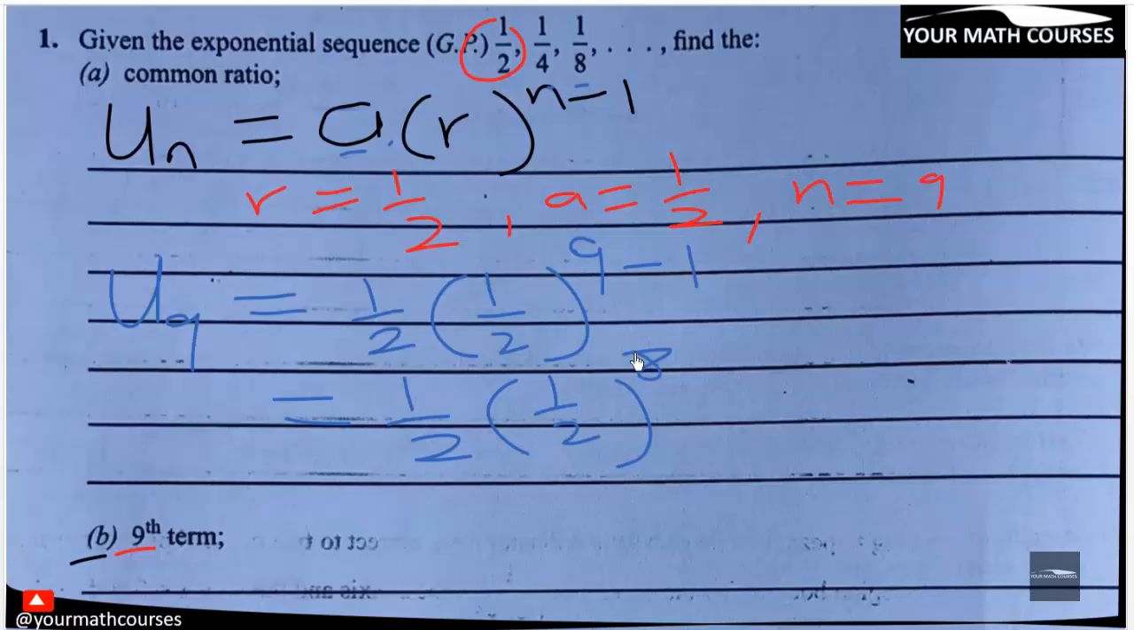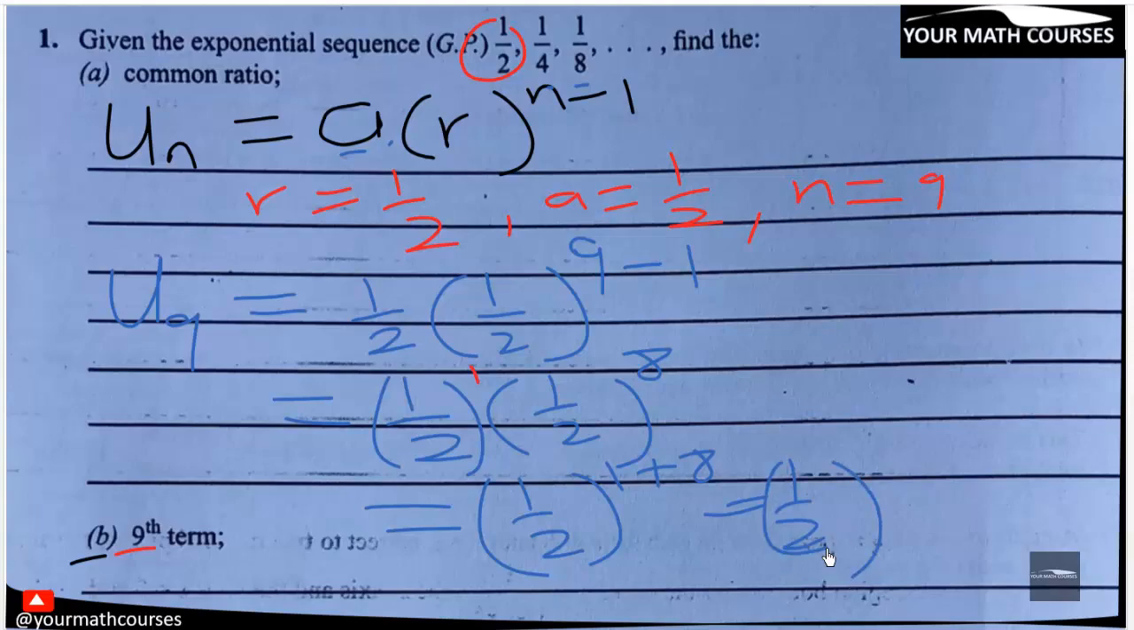So remember, this here is like 1 over 2 exponent 1. Indices, they have the same base, so we add the exponents. So 1 over 2 exponent 1 plus 8, and that will give us 1 over 2 exponent 9. So 1 over 2 exponent 9 is the same as 1 over 512. So that is the ninth term of the geometric progression.